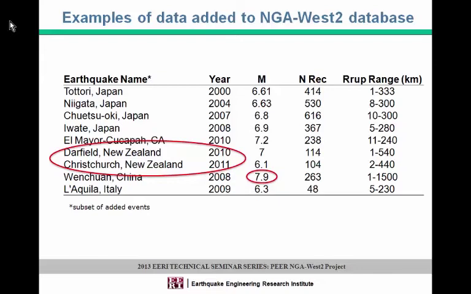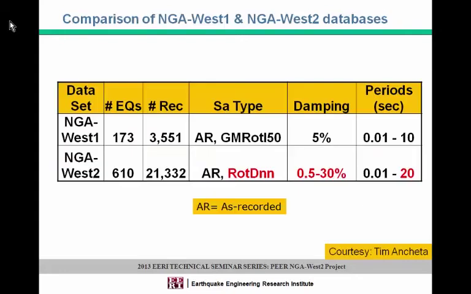These two earthquakes became very important, not only from the database point of view, but from the technical point of view, in that they raised a bunch of very important technical issues that I'm going to elaborate on later. As I mentioned, the largest magnitude that we have is 7.9 from Wenchuan, as well as from the Alaska Denali earthquake. The second row shows what we had in NGA-West1. The third row is what we have in NGA-West2. Obviously, the number of earthquakes and the number of records are increasing a lot.